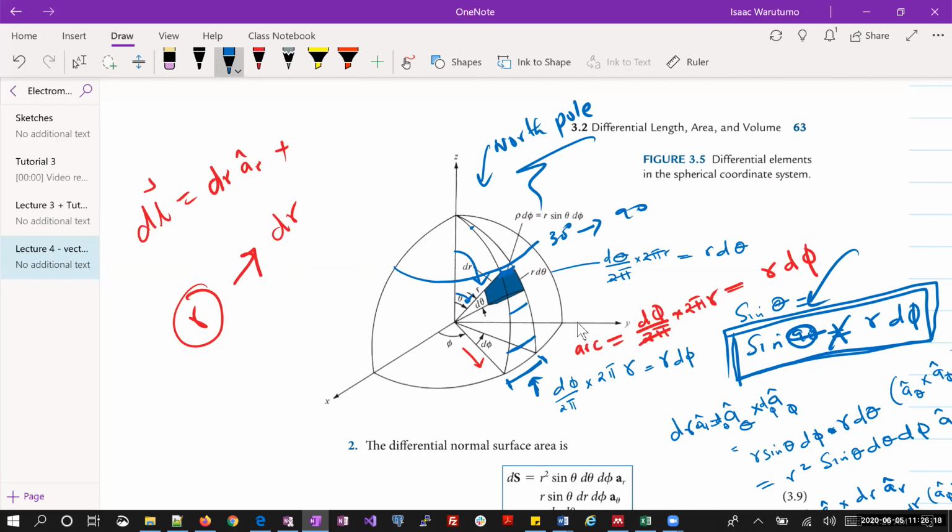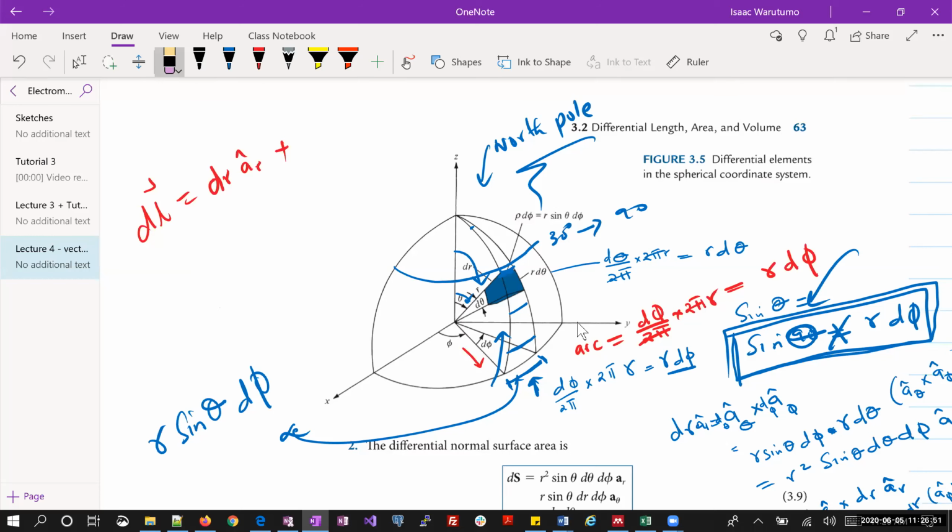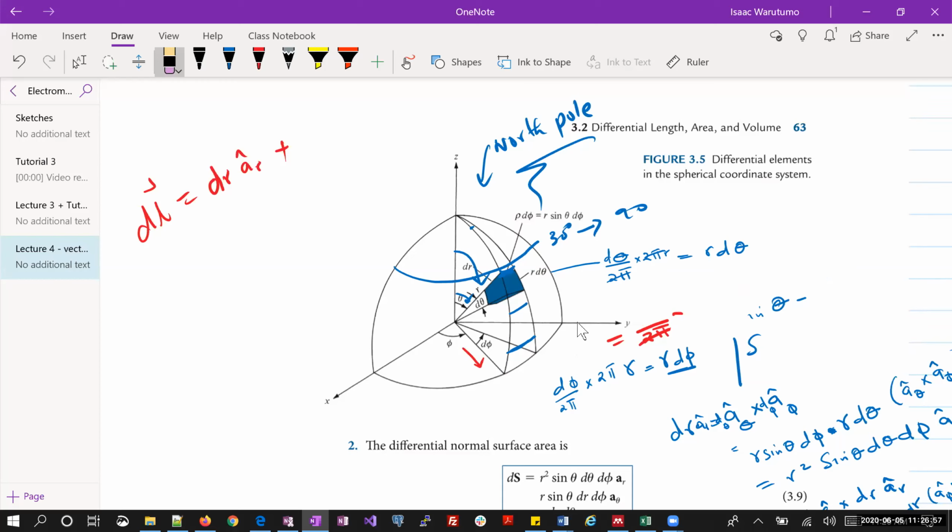I think I have written so many things, so I won't write it here again. It's going to be given by sine theta, and what we have found out here, r d phi. So that becomes the dimension of this arc as you move from the North Pole downwards to the equator. So having said that, I think I will clean my board because it's again getting cluttered. So that is the small item that I had.